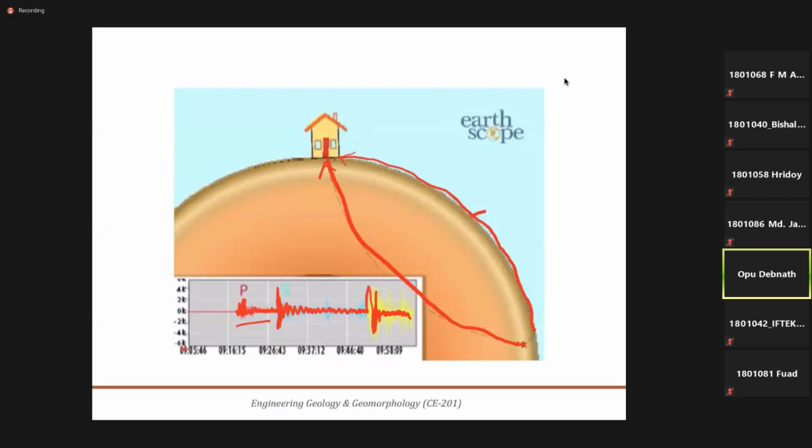So this is the sequence: first the primary wave, thereafter the secondary wave, and at last the waves that come around will be the surface wave, because the surface wave has less velocity, as well as it needs to travel a long distance. That means first it comes from the body to the surface, and thereafter it travels along the surface. So it needs to travel a long distance. That's why this is the sequence of recording the earthquake waves.